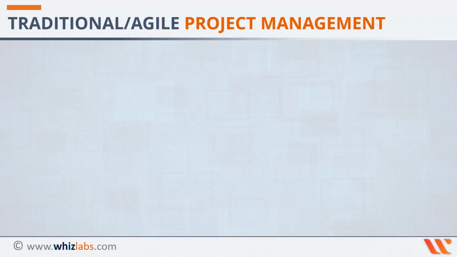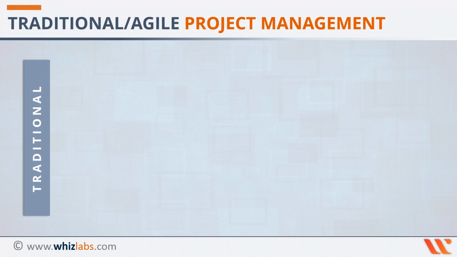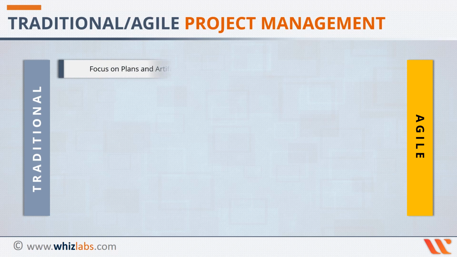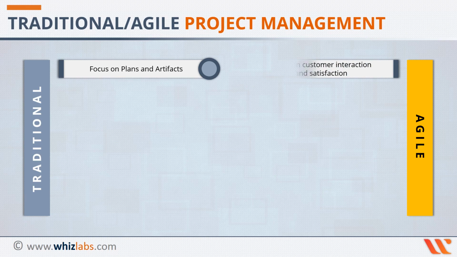You would know, there are two approaches to projects: traditional and agile. Let us understand what these approaches are, and how they differ. While traditional project management focuses on plans and facts, Agile focuses on value and customer satisfaction.